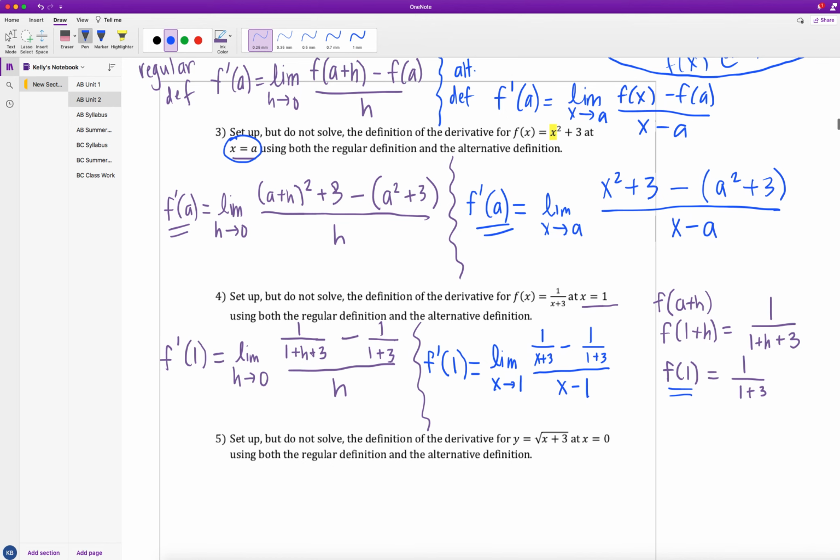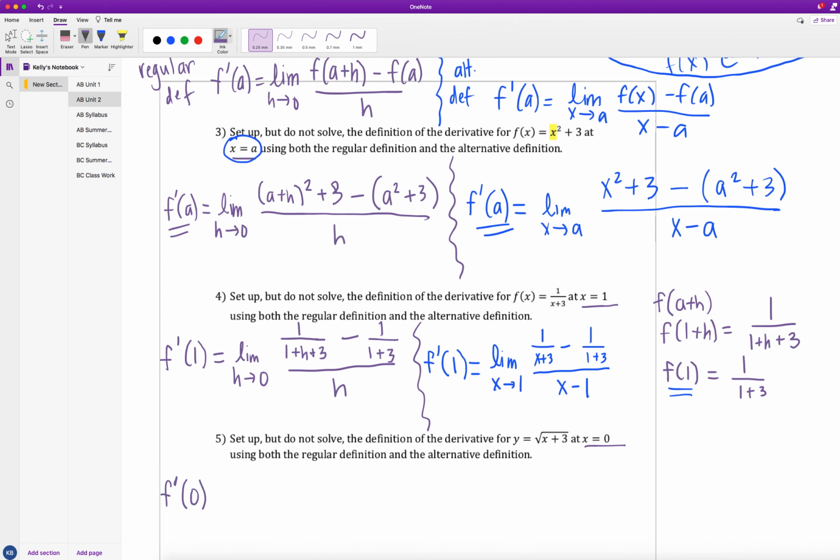I want to leave the regular and the alternative up above, so why don't you guys pause the video and find both the regular and the alternative definition for y equals the square root of x plus 3 at x equals 0. Okay, let's check example 5. So for both of these, since our a value is 0, we're trying to find f prime of 0, or that derivative at 0.